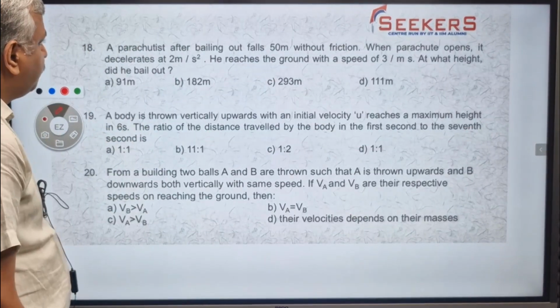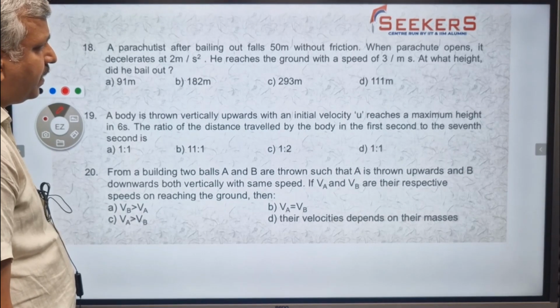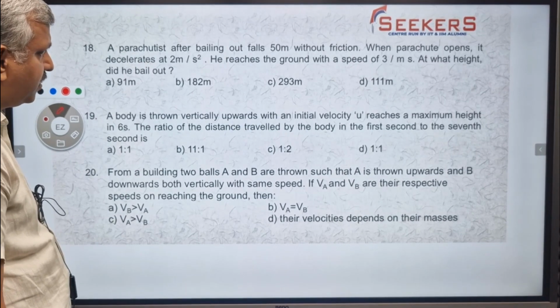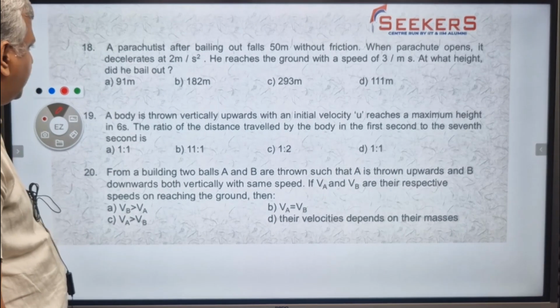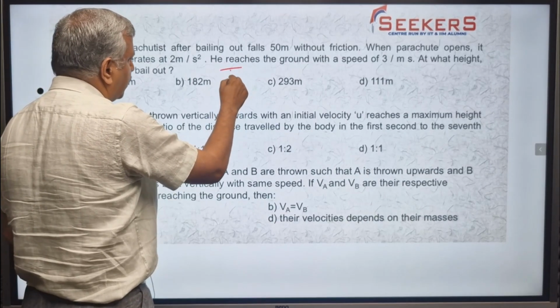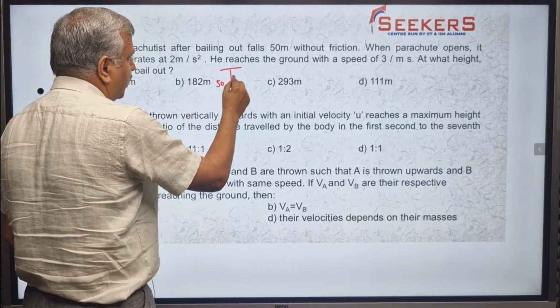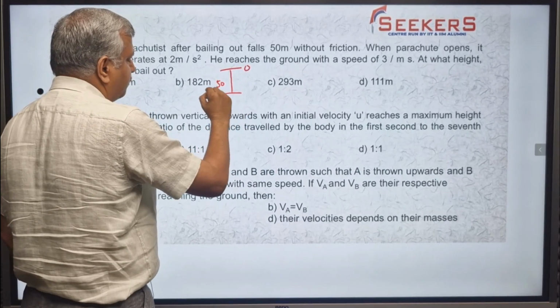A parachutist, after bailing out, falls 50 meters without friction. When the parachute opens, it decelerates at 2 meters per second squared. He reaches the ground with a speed of 3 meters per second. At what height did he bail out? Okay, no problem. So what happens is, first the parachutist is falling without friction for 50 meters. Here his velocity was 0 and then he fell for 50 meters.